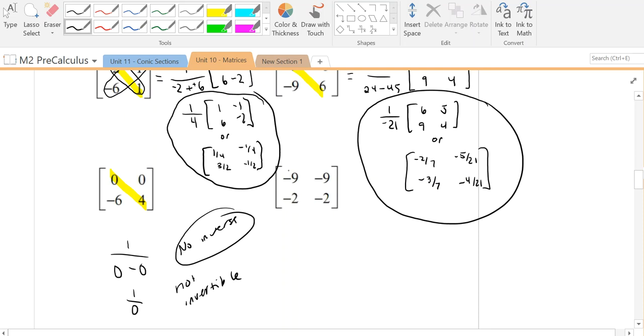All right, next one. 1 over 18 minus 18. No inverse again. Okay.